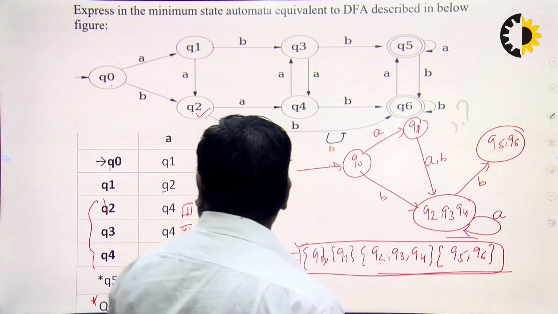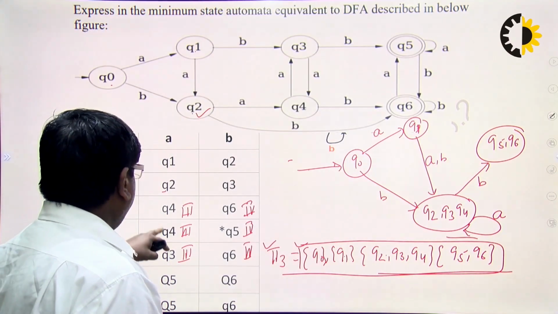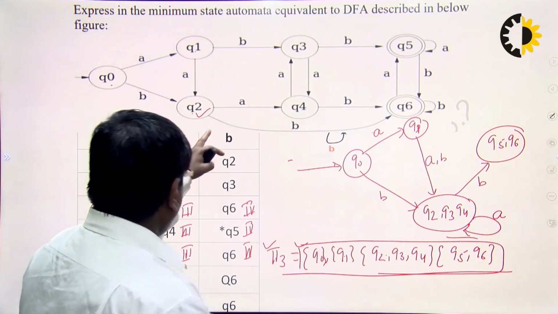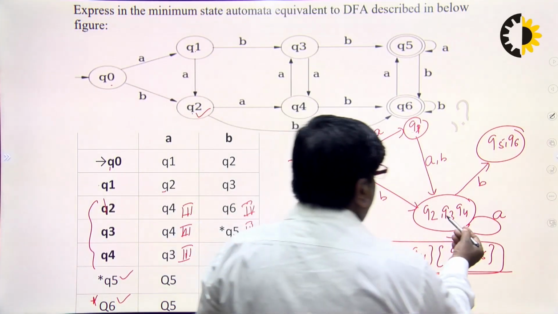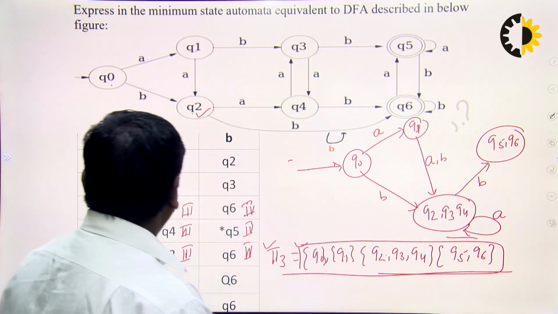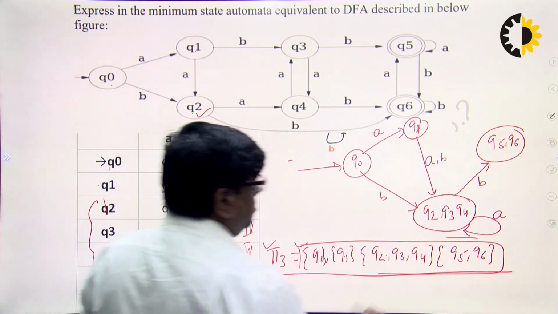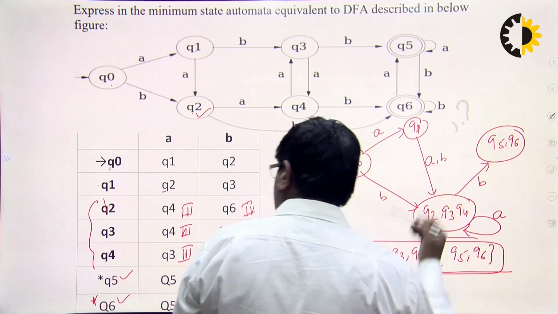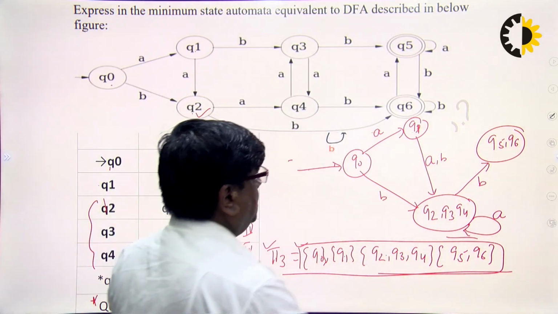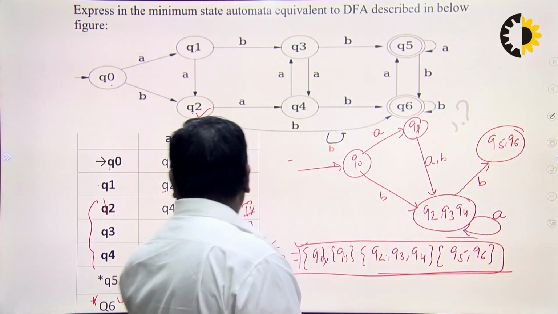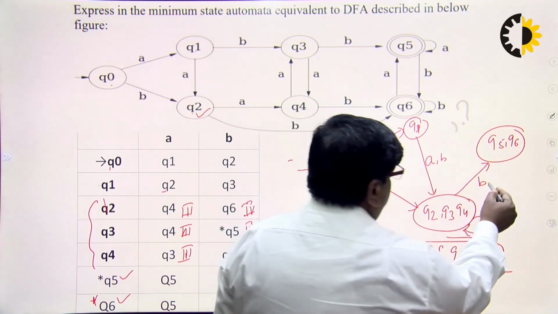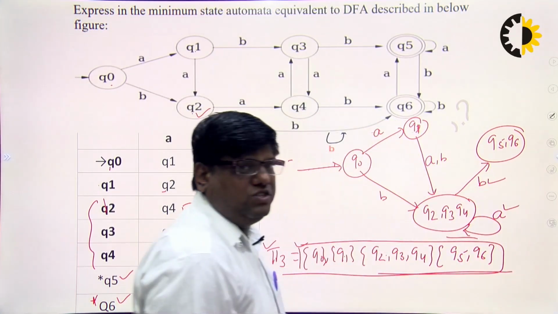Now, Q3, Q3A, Q4, self loop. Q3B, Q5, Q3B, Q5 here. Now, Q4, Q4A, Q3, Q4A, same self loop. Q4B, Q6, Q4B, Q6, and this state has been minimized into this number of transitions.